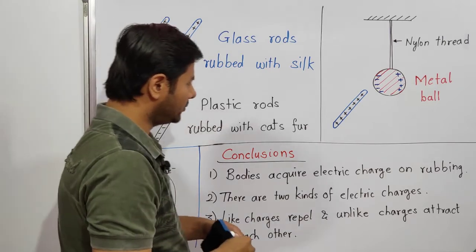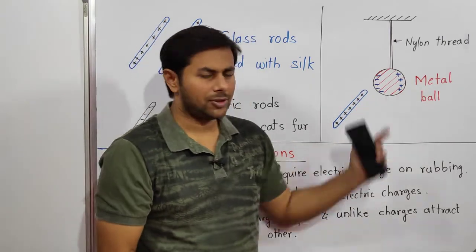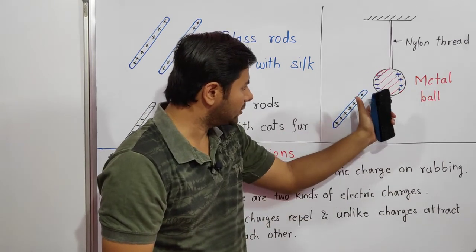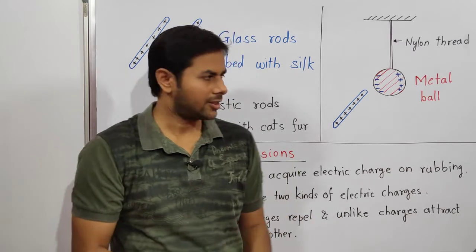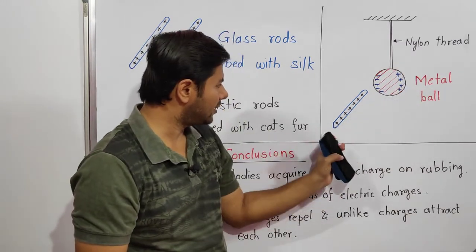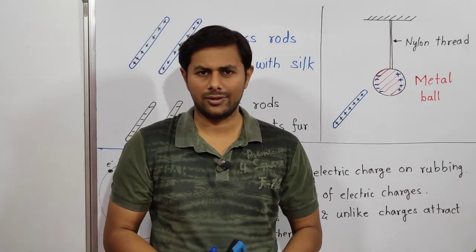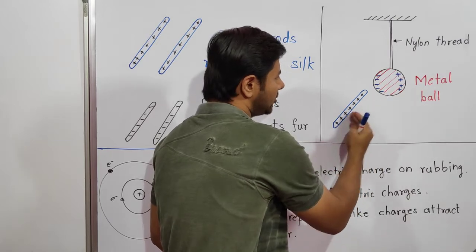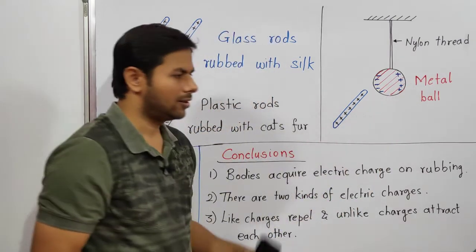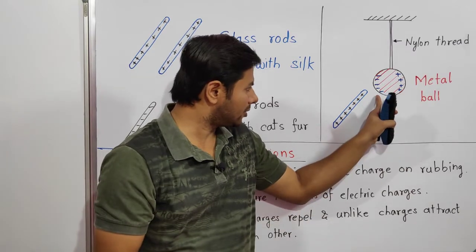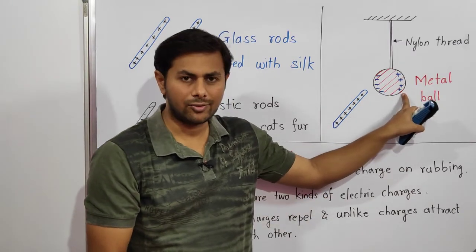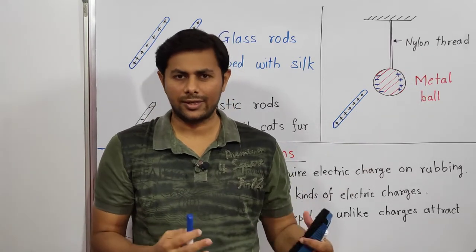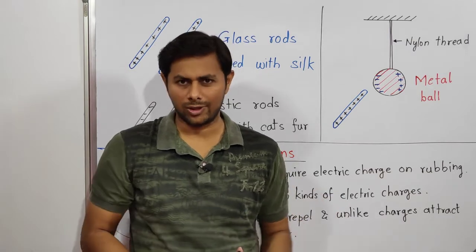Now there is a force of attraction between this positively charged glass rod and these electrons, and there is a force of repulsion between these positive charges and the positively charged glass rod. But since the negative charges are closer to the glass rod compared to these positive charges, the attractive force due to these electrons dominates over the repulsive force due to these positive charges, and therefore initially there is attraction between the glass rod and the metal ball.